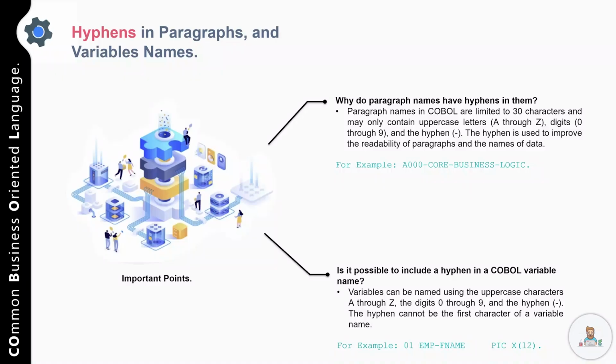In the following example, we have employee first name and it is defined at level 1, and if you look at the variable name carefully, we have used hyphen between EMP and first name. So this is how you can use hyphen in your COBOL program.